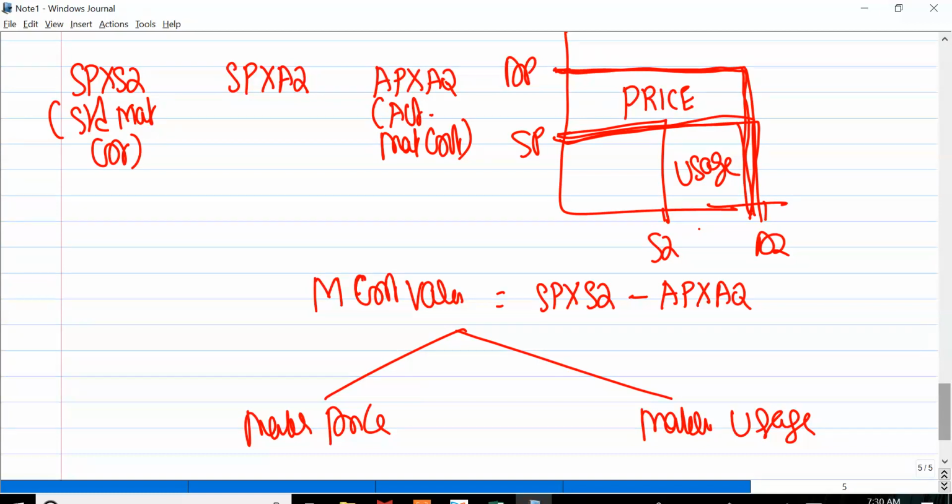And AP refers to the price actually paid. AP refers to the price actually paid for every unit of raw material.